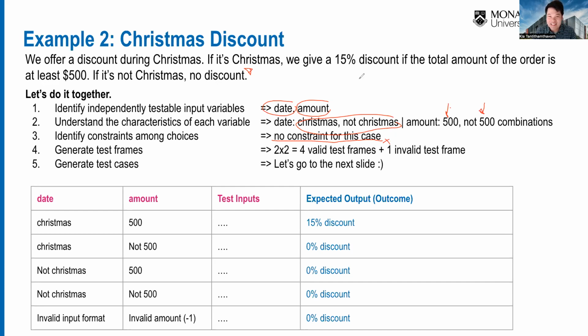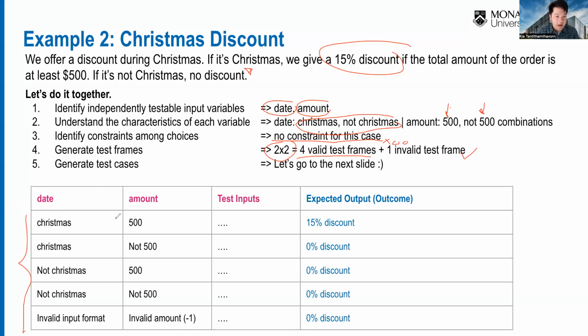So for this case, we will get 2 by 2, so we get 4 valid test frames, and we should test at least 1 invalid test frame. You can test like 100 anyway, but the most effective test cases is to come up with one test case for each scenario. In this case, we have only one invalid test scenario, so only one is enough as well. At least we test something. In total, we'll get 5 test frames.